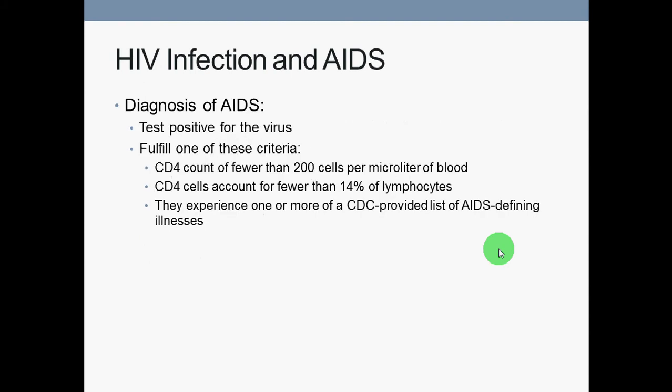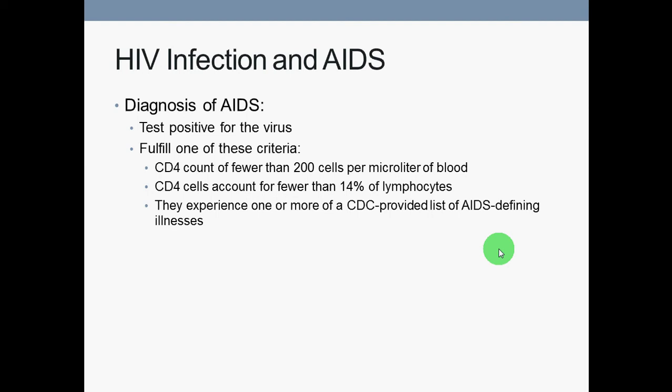I mentioned that AIDS is a different diagnosis. Again, somebody has to test positive for the virus first, but on top of that, there are some other tests that are done in order to meet the criteria of AIDS. AIDS is a more serious version of HIV. That means that the immune system has started to wane. So one of the things that we do to test for AIDS is look at the CD4 count.